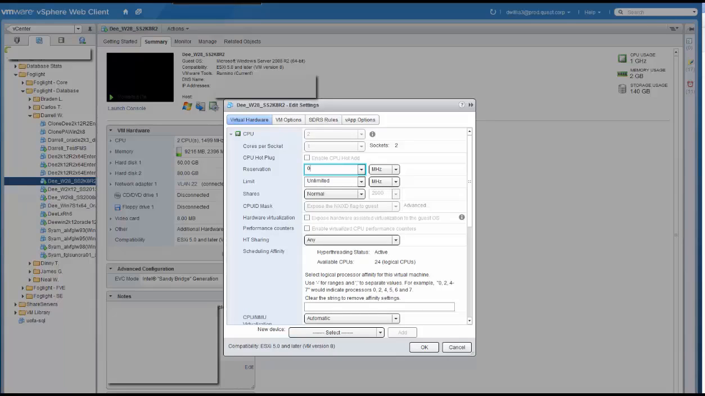Configure CPU in compliance with the Foglight system size requirement based on the number of monitored agents. Enter the minimum CPU in the form of processor speed, multiplied by the number of cores, converted from gigahertz to megahertz. Reservations are expressed in megahertz. For this simulation, I will reserve dual processors at 2.4 gigahertz.